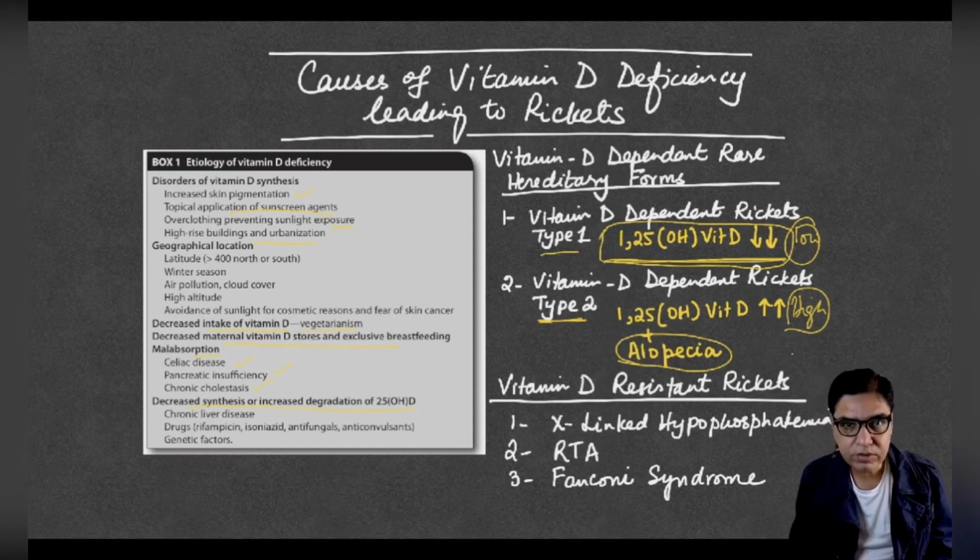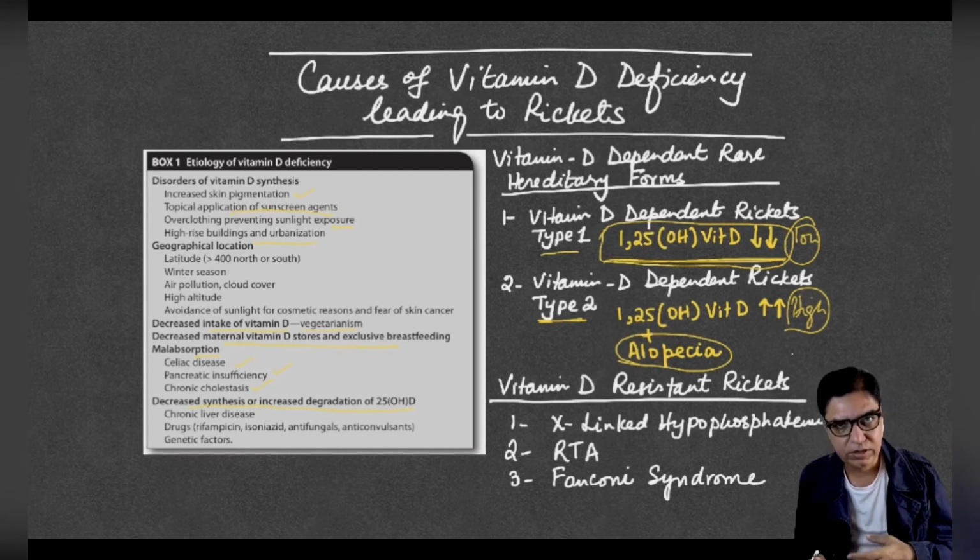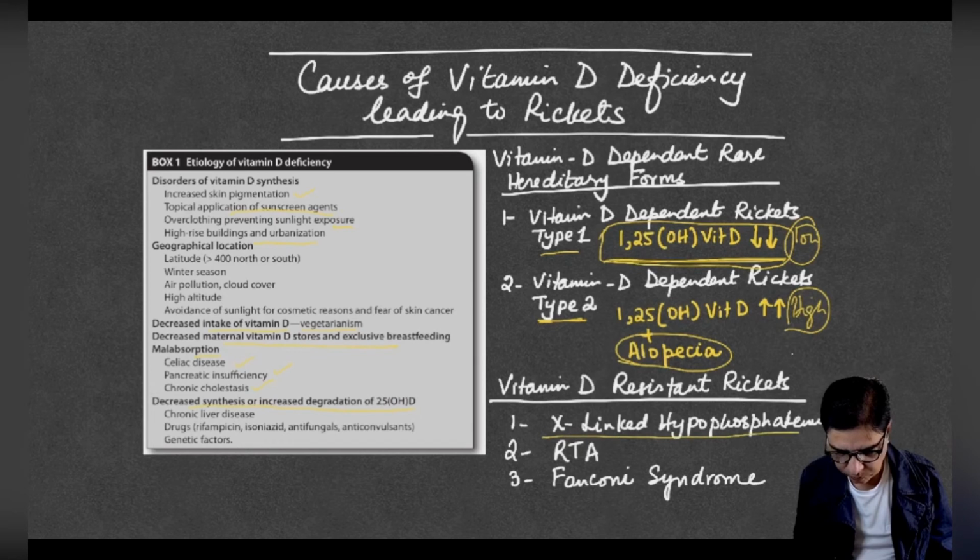And then we have got the vitamin D resistant rickets as well. Now, this is interesting because there is nothing wrong with vitamin D, but there is a problem with the urinary control of phosphate. So there's a lot of phosphates which are being lost in the urine. So one is X-linked hypophosphatemia. So this is an X-linked dominant condition, and it leads to loss of phosphates from the body in the urine, and that causes hypophosphatemia.